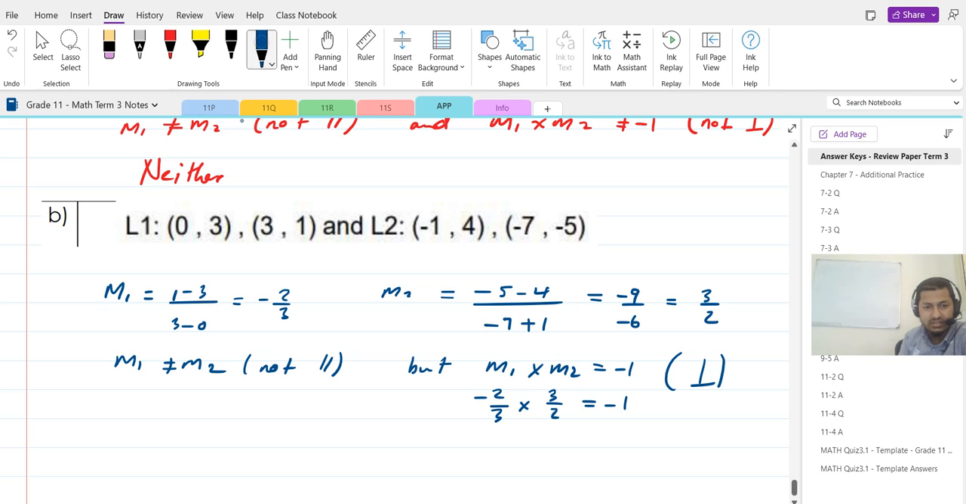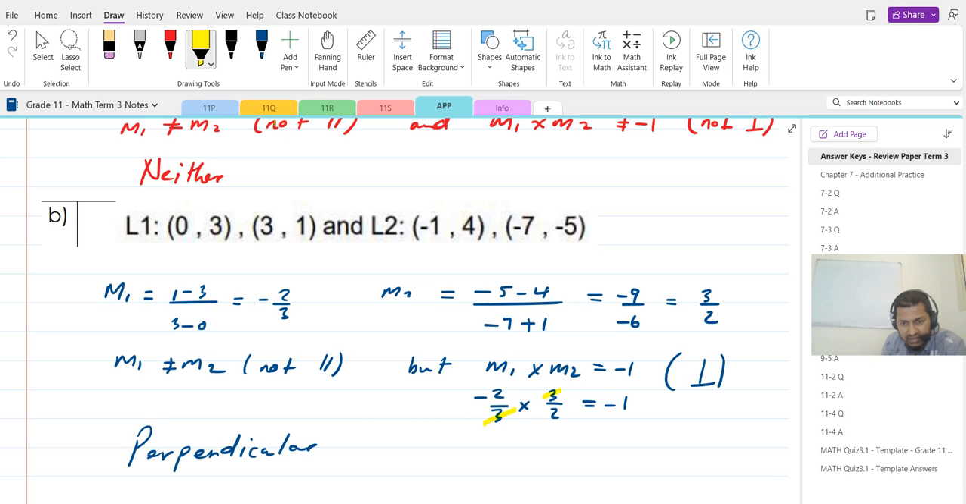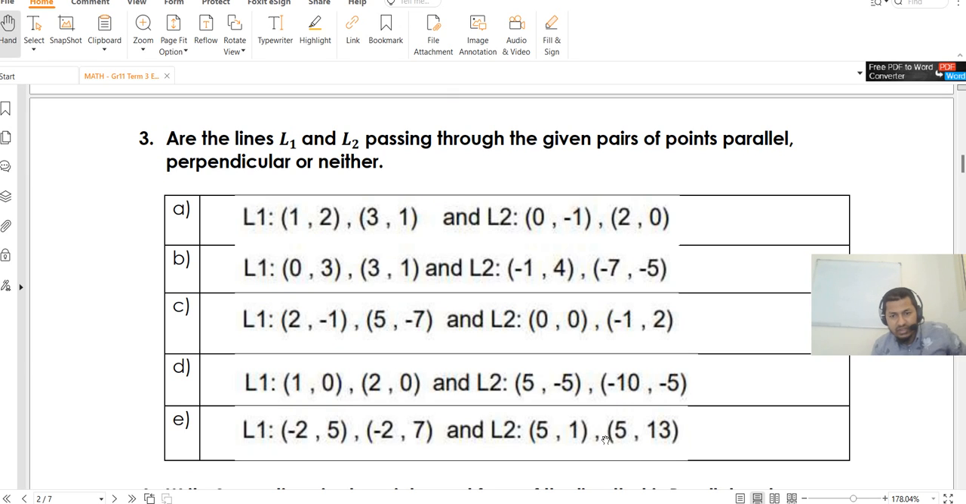So what's the answer? The answer is lines L1 and L2 are perpendicular, right? You can multiply them out because you can clearly see -2/3 times 3 over 2. You can see the 3 and the 3 cancelling out, the 2 and the 2 cancelling out, so the answer is -1. So these two lines are perpendicular. Very simple, right? Let's look at C.